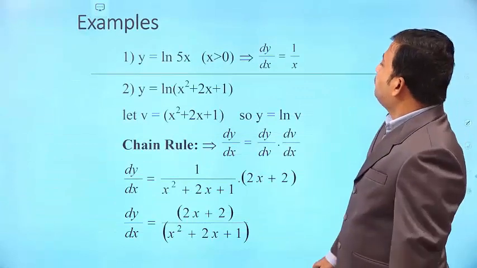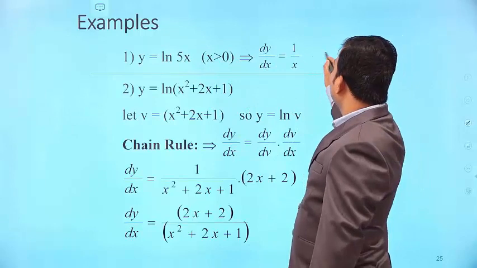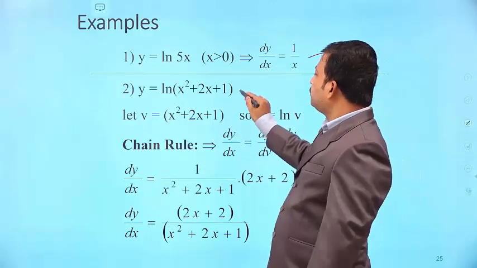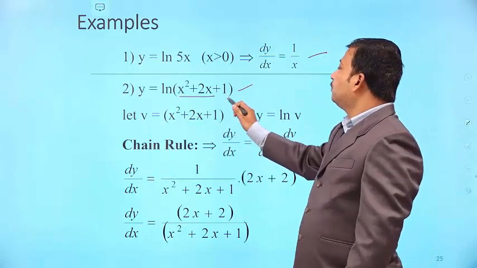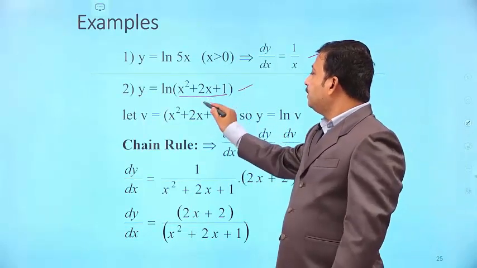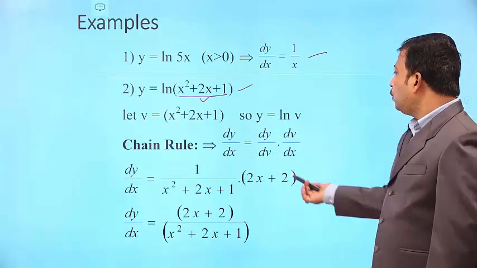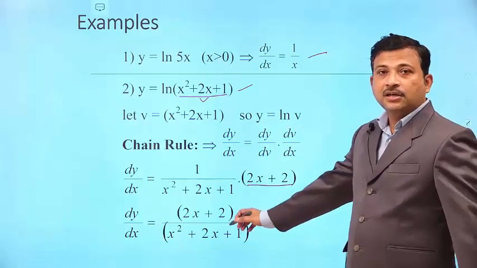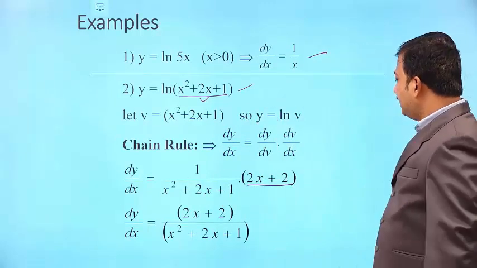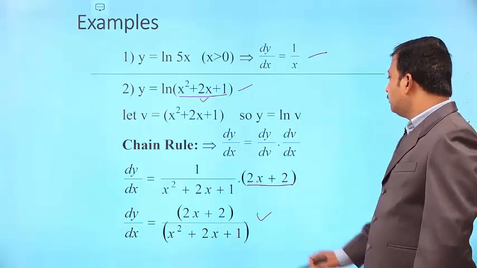So for example, log 5x, where x is greater than 0, has dy by dx equal to 1 by x. For log of x square plus 2x plus 1, what will you do? You can use the chain rule here, the substitution rule. You can substitute v here, so 1 by x square plus 2x plus 1 into the derivative of x square plus 2x, which is nothing but 2x plus 2. Is it clear? This is nothing but dy by dx equals 2x plus 2 divided by x square plus 2x plus 1. You can evaluate like this.